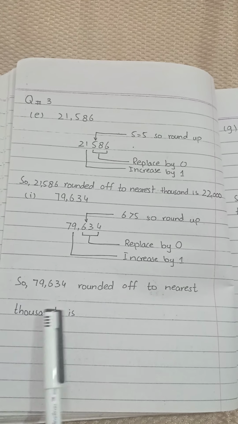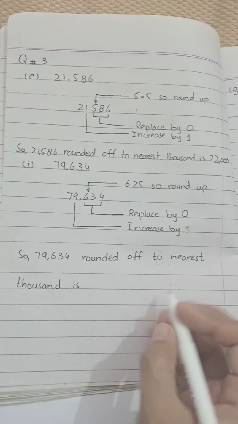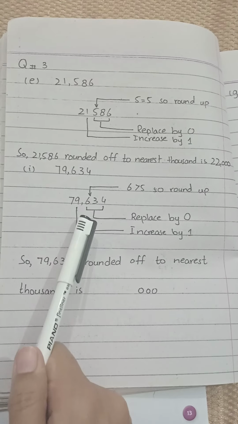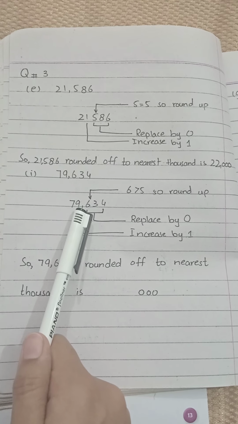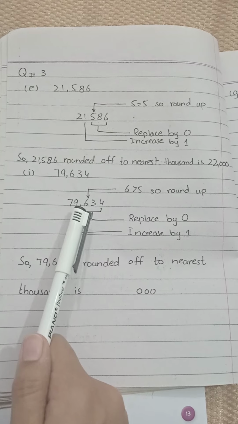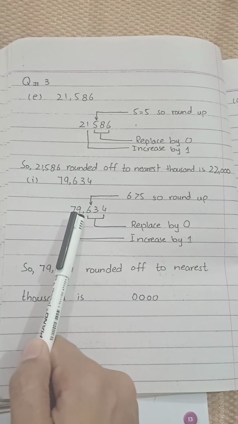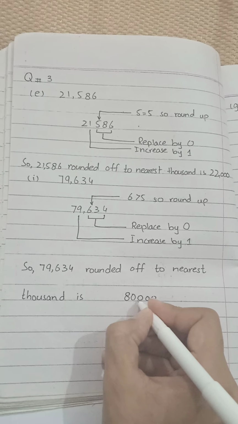So 79,634 rounded off to the nearest thousand is, when we replace these three with zeros, we will write first three zeros and then we will increase by 1. 9, when we add 1 here, it will be 10, again 0, and 1 carry will be with 7, so it will be 80,000.